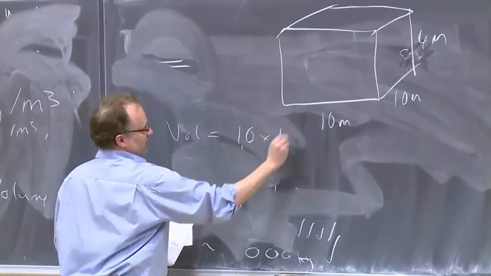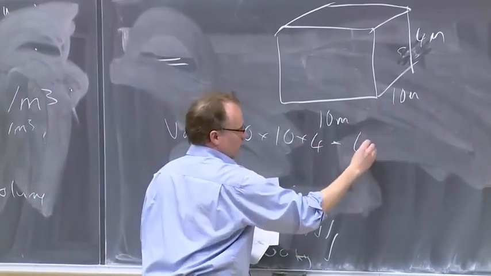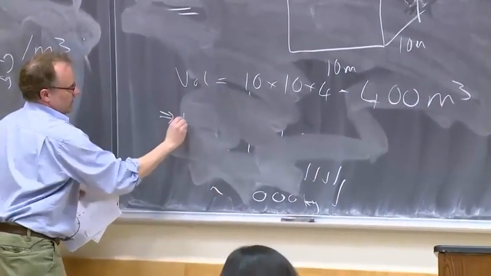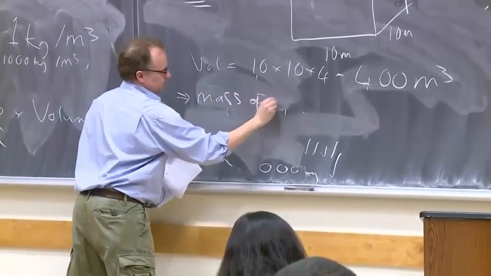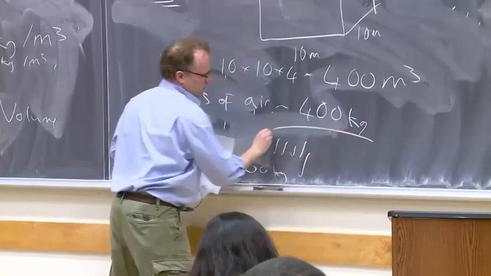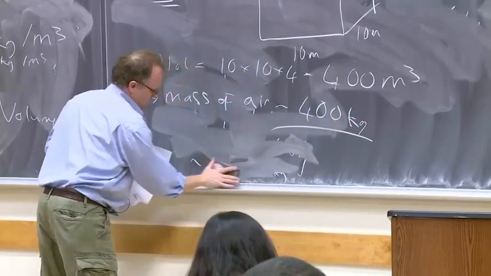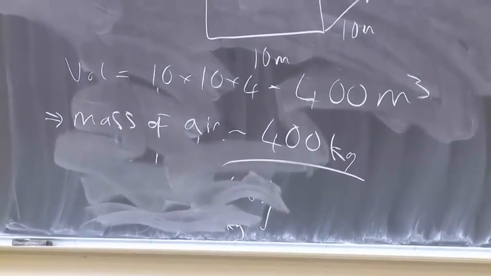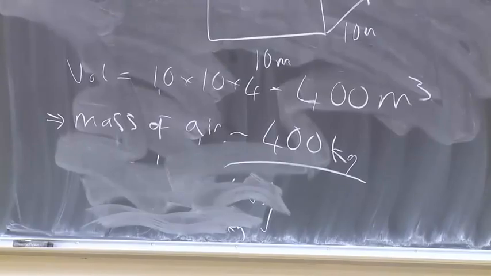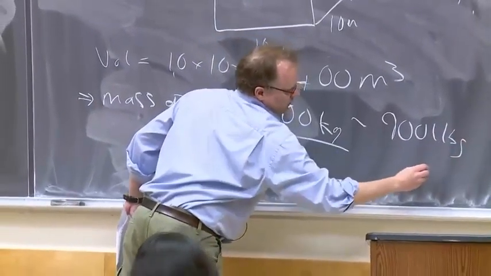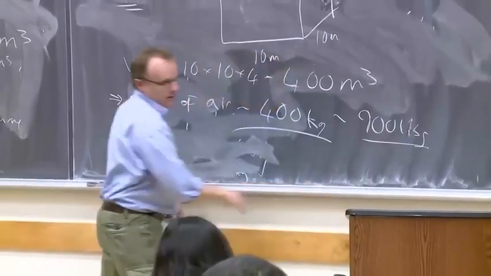10 times 10 times 4, which is 400 meters cubed, which means the mass of the air is about 400 kilograms. That's the total mass of the air in this room, around 400 kilograms. About, you know, half a car. It's quite a lot. This is maybe 900 pounds.